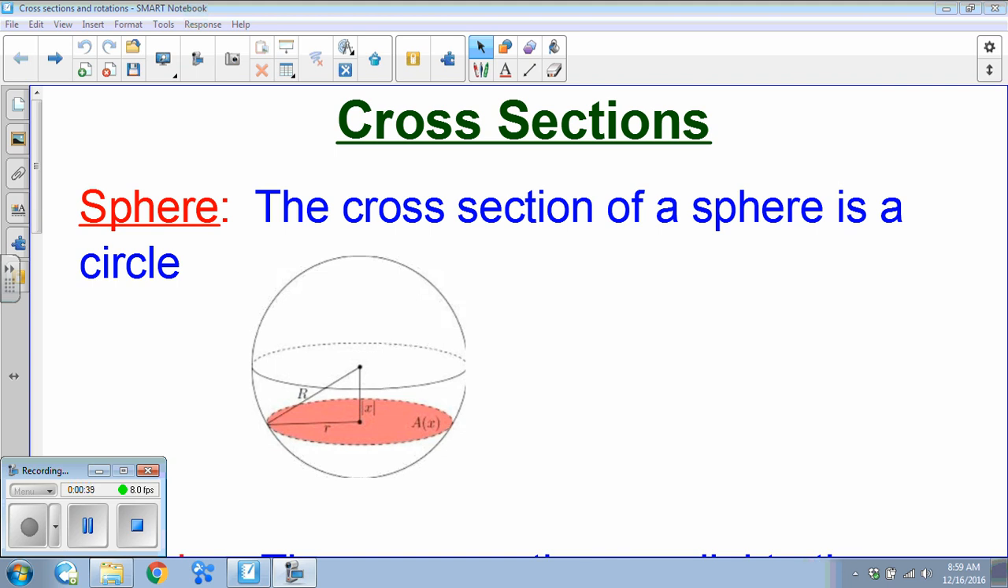Okay. And so it'll ask you, what is the area of the cross section of a sphere parallel to the base? And so you have to know that the cross section, the shape, is a circle. If I say describe the cross section of a sphere, you'll say circle. Okay.